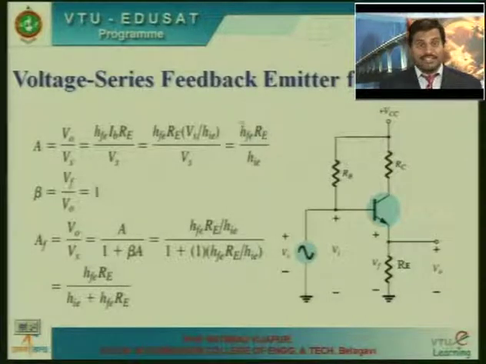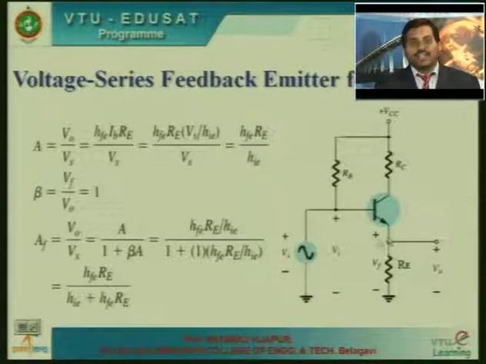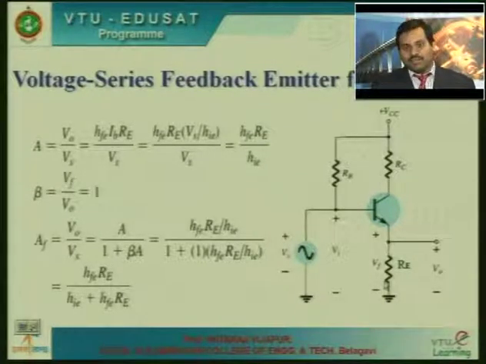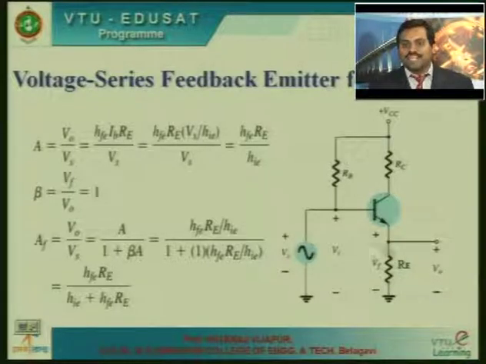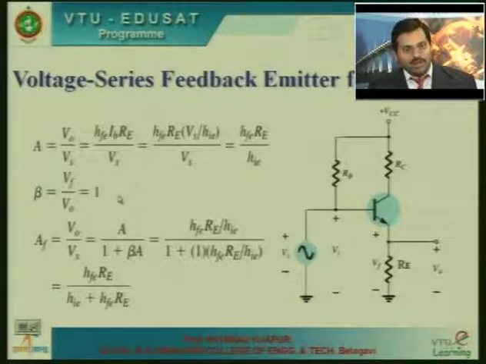Further, how can you get the feedback network beta? Beta is Vf divided by V0. You can observe the feedback from the diagram. You have an output voltage being obtained here, and beta is equal to Vf divided by V0, which is equal to 1.